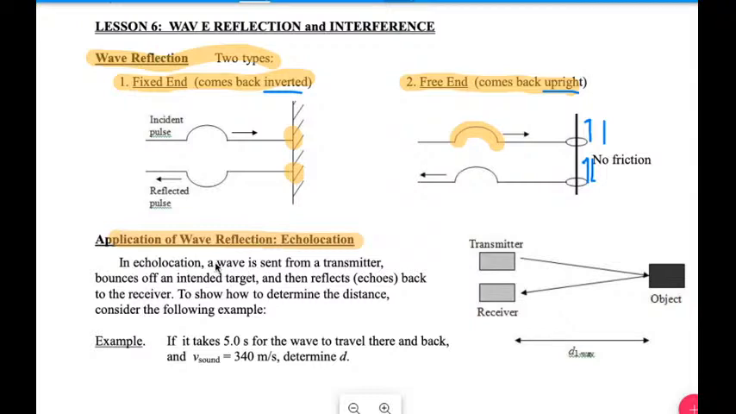So a wave is a wave, usually sound wave. Doesn't have to be. Actually, I think for echolocation it does. But you can use light waves or different radio waves in similar ways. Sent from a transmitter, bounce off an intended target, and reflects back or echoes back to the receiver.